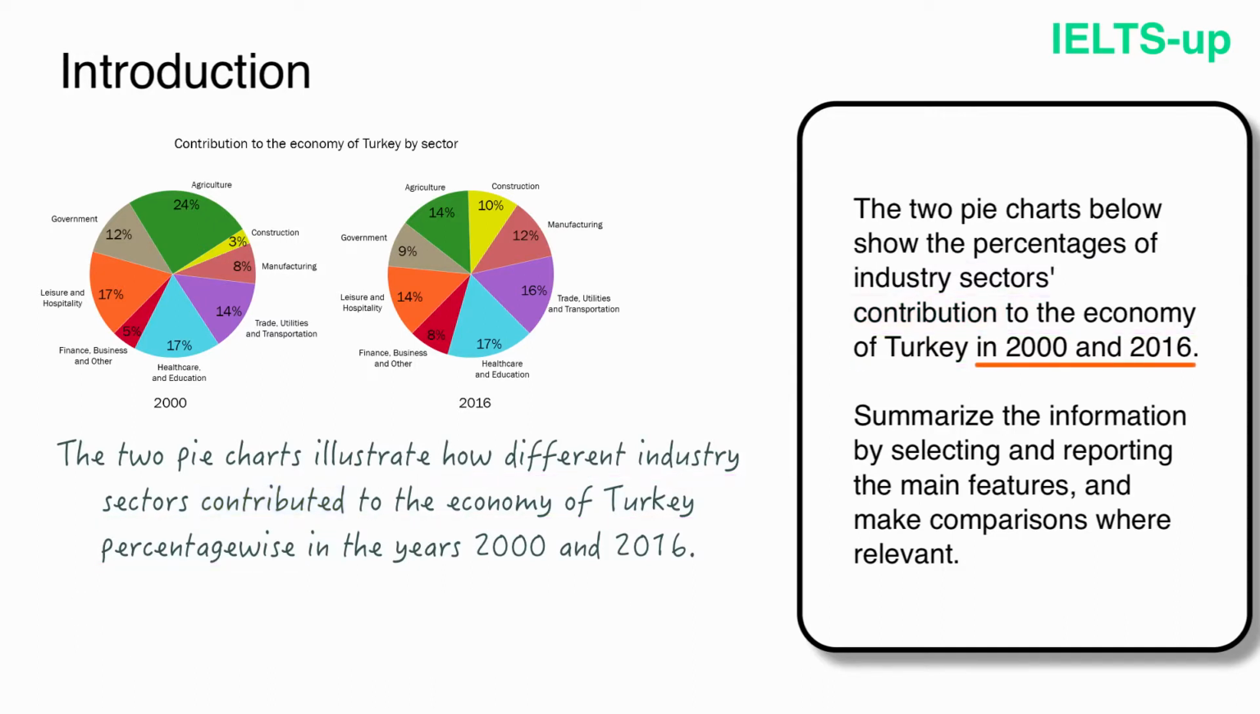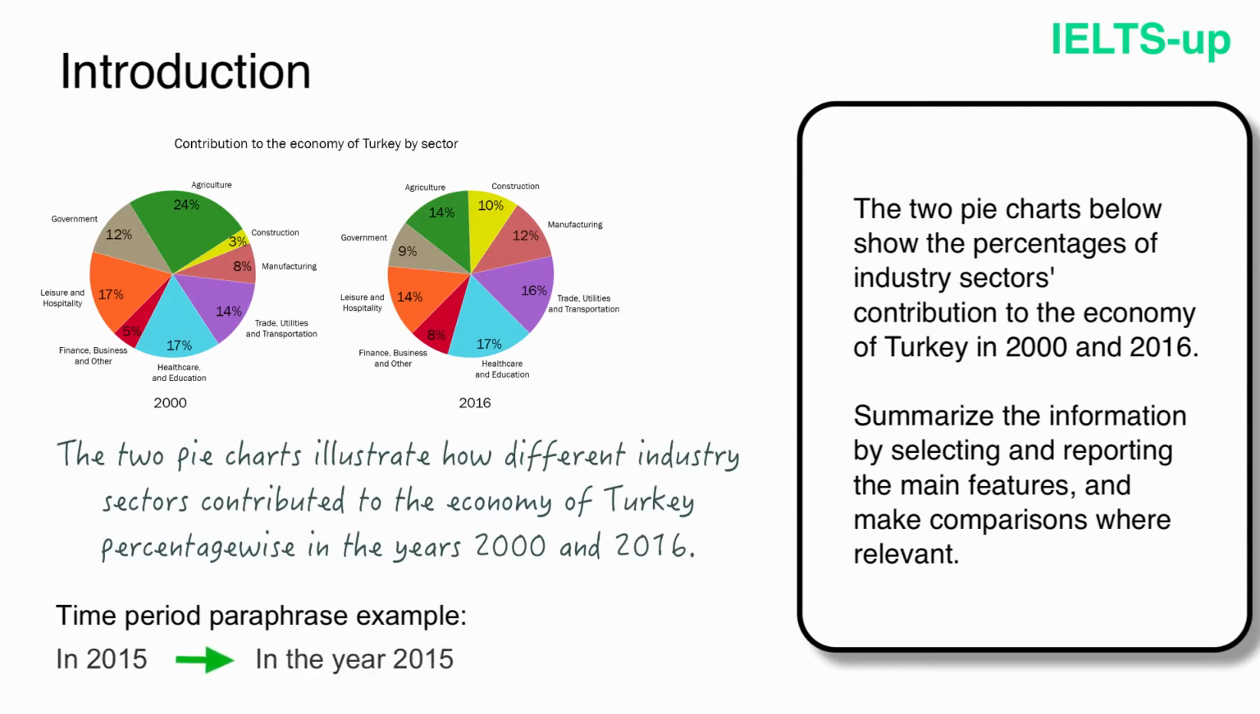Finally, we have the time period, 2000 and 2016, and I have paraphrased it in such a way: in the years 2000 and 2016. So I just made this phrase a little bit bigger by adding the years. You can also paraphrase the time period expression in such a way. For example, "in 2015" will become "in the year 2015". "In 2015, 2016 and 2017" will become "in the years 2015, 2016 and 2017".